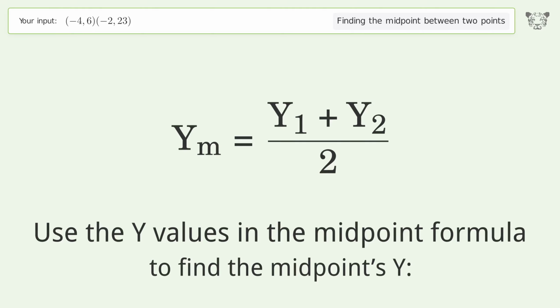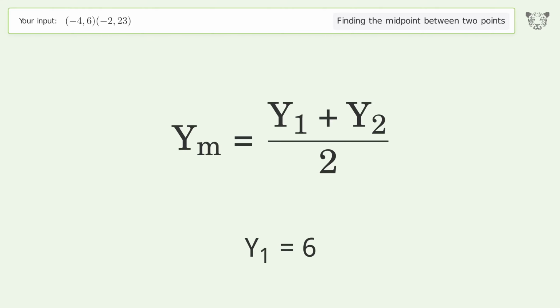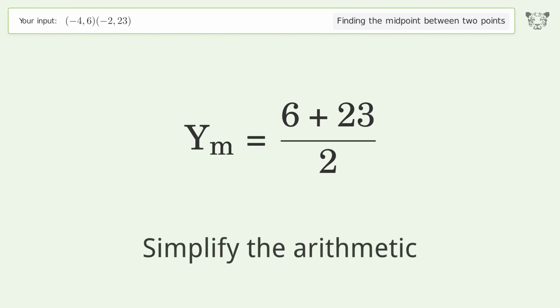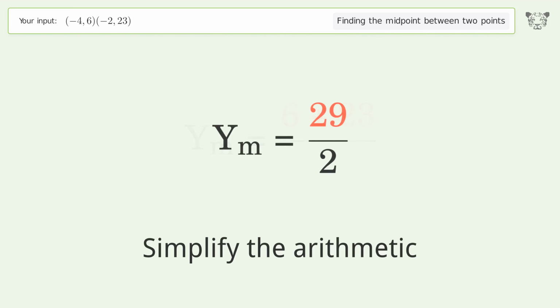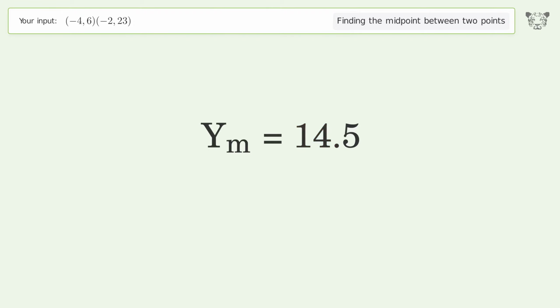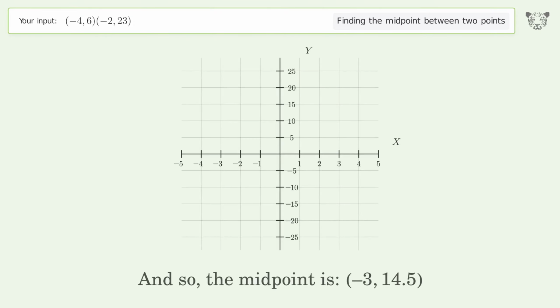Use the y values in the midpoint formula to find the midpoint's y. y1 equals 6. y2 equals 23. Simplify the arithmetic. And so, the midpoint is -3, 14.5.